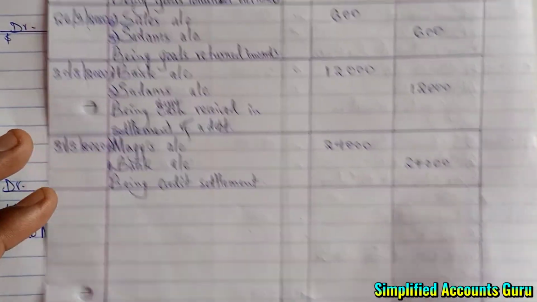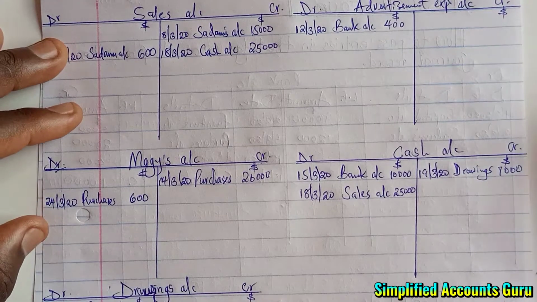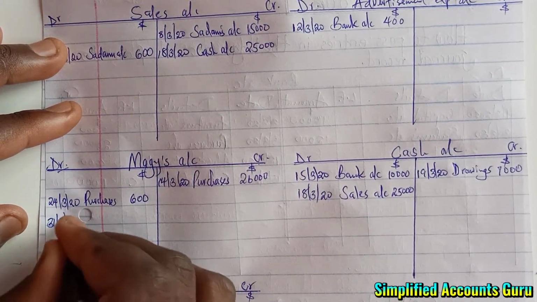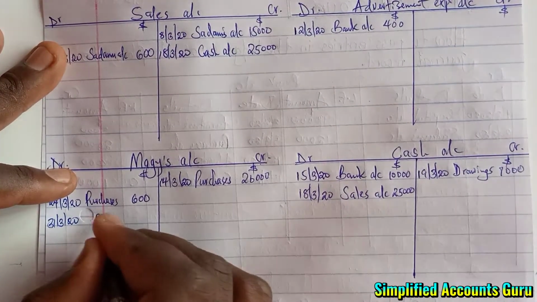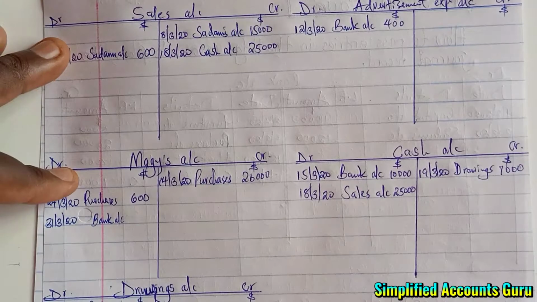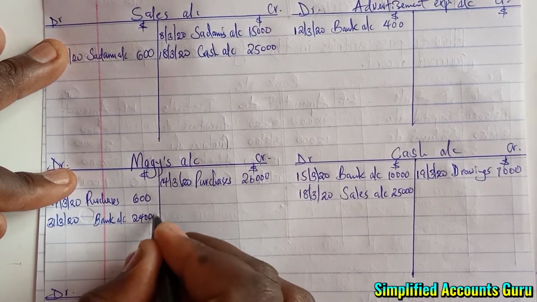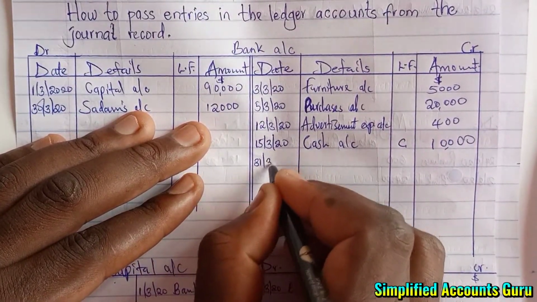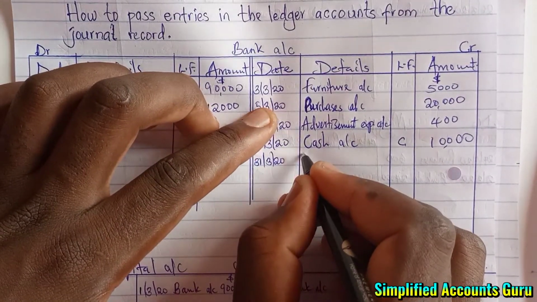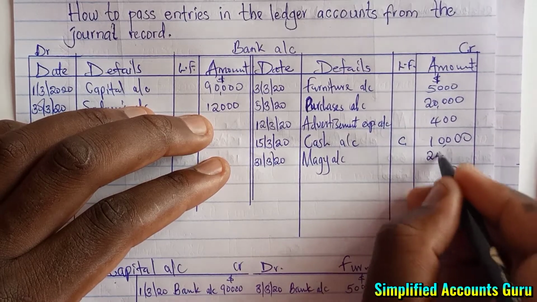Then we need to have Maggie's account against bank. Bank account is going to be credited while Maggie's account will be debited. So we can come here and debit Maggie's account. The date of that transaction is on 31st March. And it is Maggie against bank account. So you can say here, bank, and the total amount here is 24,000, as you can see. Account of bank, and then indicate here on 31st, 2020, we have Maggie's account. The amount is 24,000.